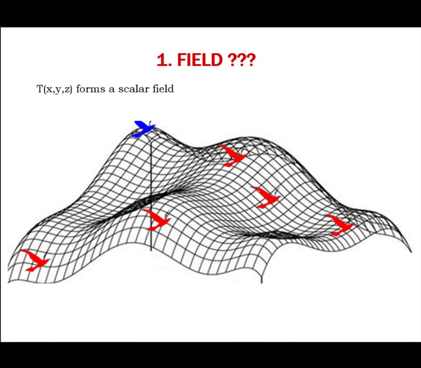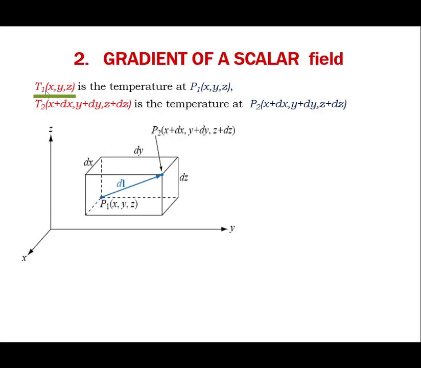Suppose T1 as a function of x, y and z is the temperature at any point P1 and you want to know the temperature T2 which depends on the coordinates of the point P2. Let dl be the differential distance vector or the displacement vector of point P2 with respect to P1. dl is given by this expression in terms of components dx, dy and dz along all three mutually perpendicular directions.